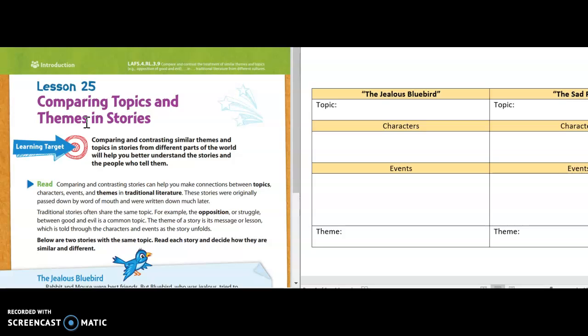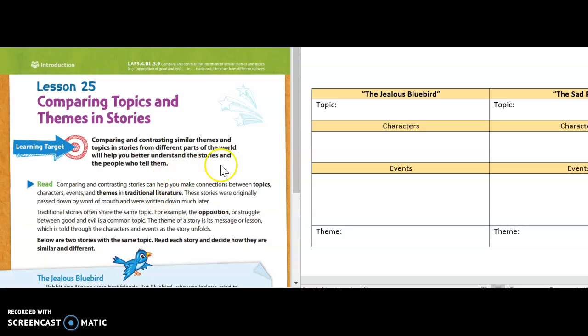Now, we know that a theme really refers to the lesson that the characters in the text learn, and also the lesson that the reader takes away, kind of the message, right? And we know that we learn that through those characters' actions and through the events and how they unfold throughout the text. But this week, we're going to take it one step further. We're going to compare and contrast stories, and we're going to do that to help us make connections between just the overall topic or even the characters and perhaps even the themes in some of this literature.